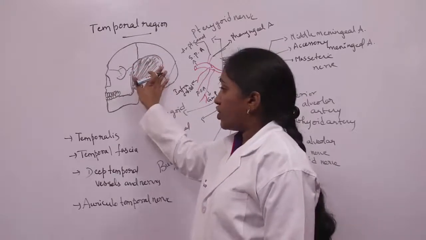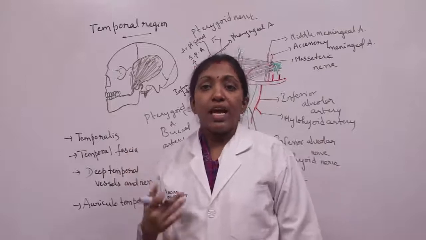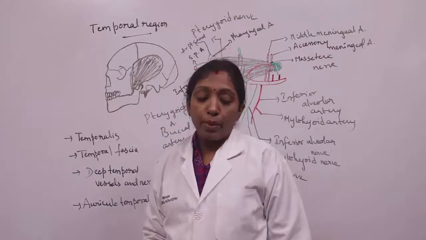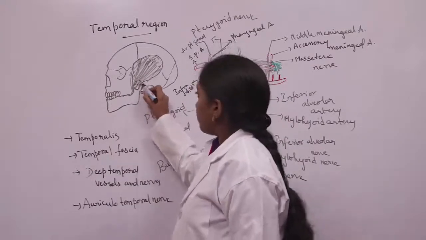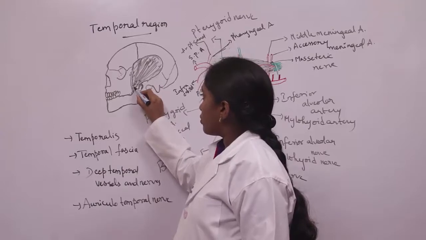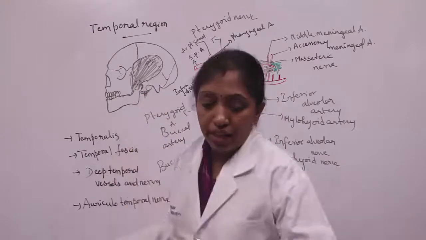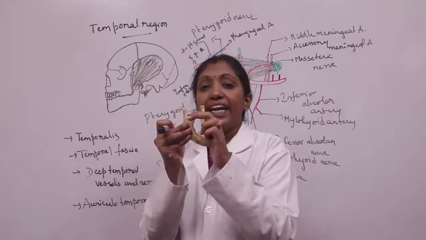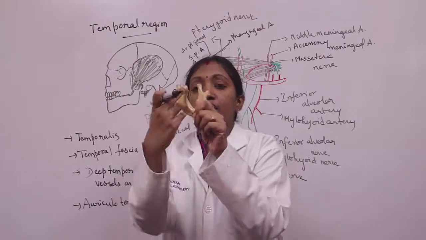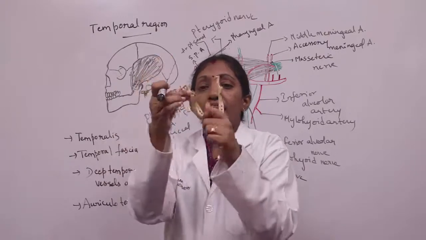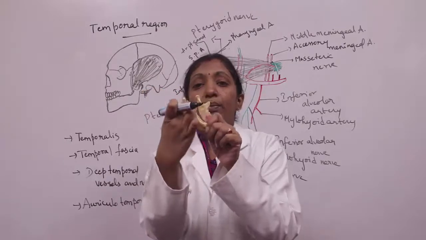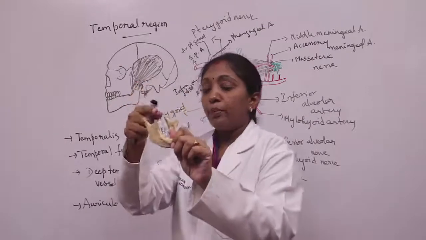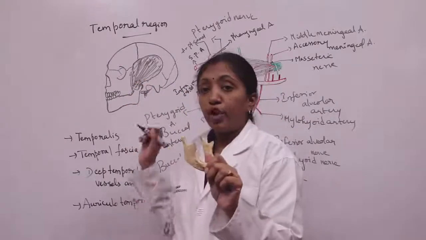Because of this fascial and bony origin, it gives the muscle a bipinnate appearance, and this muscle is inserted to the coronoid process of the mandible. See here, this is the head of the mandible, this is the neck of the mandible, this is the mandibular notch, and this is the coronoid process of the mandible. So the temporalis muscle gets inserted to the coronoid process of the mandible.